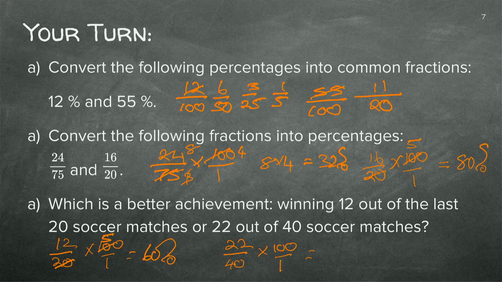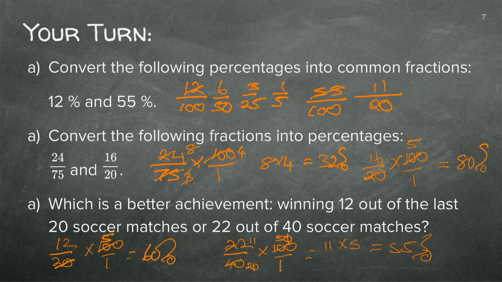Here, a little bit more tricky. We make this 20. We make this 50. Can we do anything else here? Can we cancel the zeros? So we can say 2 goes into 22, 11. Can you see how fun this is? So it is 11 times 5 equals 55%.